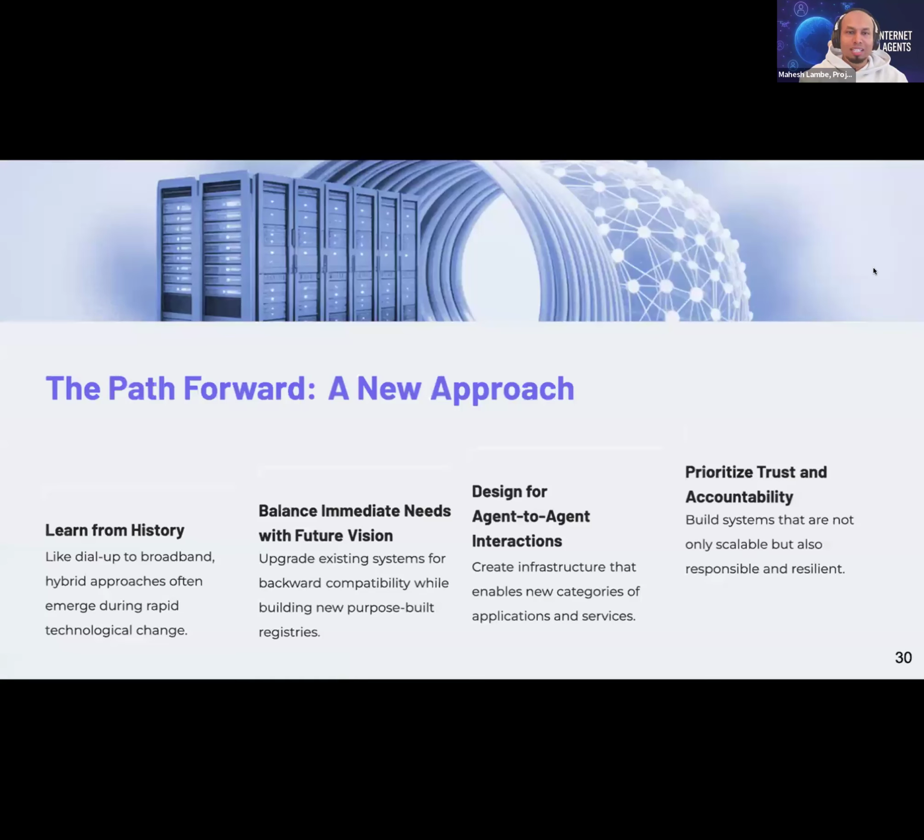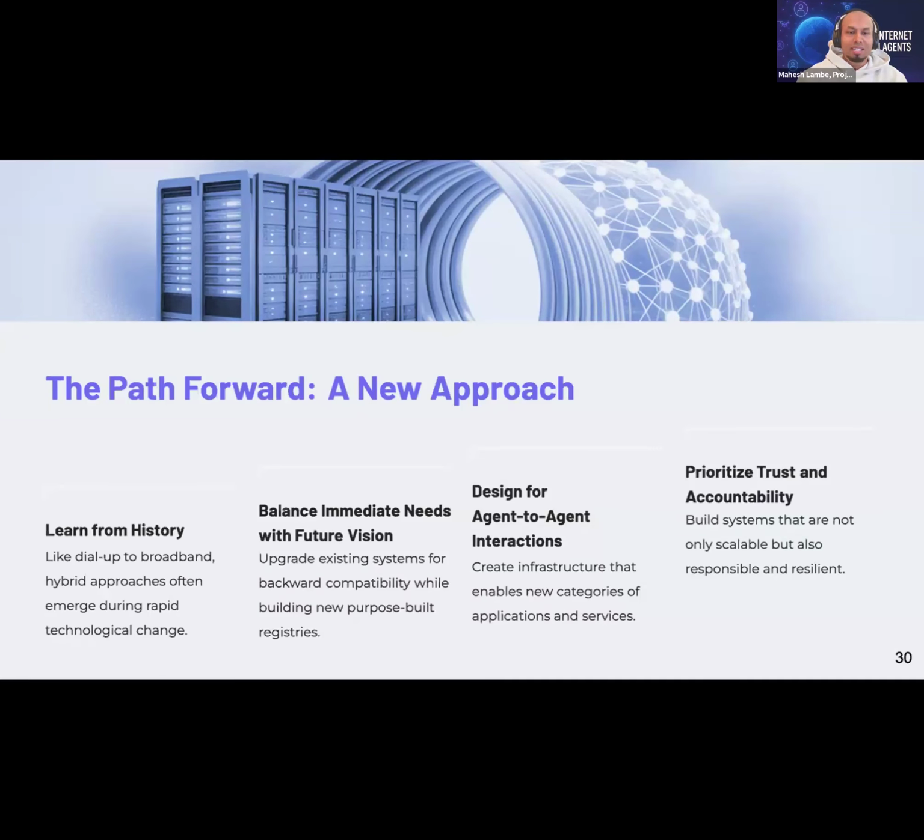So where do we go from here? If history teaches us anything, it's this: transitions don't happen overnight, and they rarely happen all at once. The shift from dial-up to broadband wasn't a flip of a switch. It was a phased hybrid, DSL, then cable, and then fiber, each coexisting with the old stack until demand made the leap inevitable.